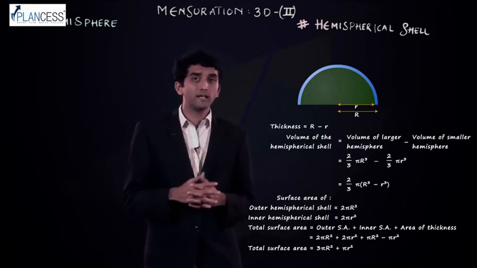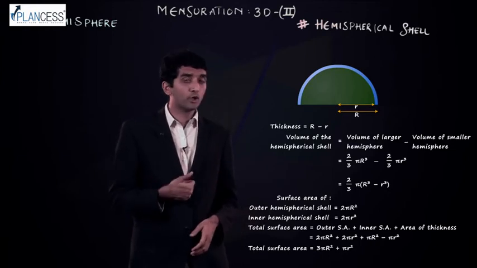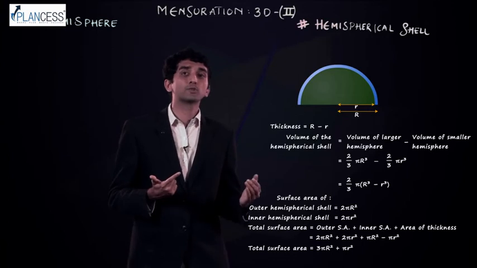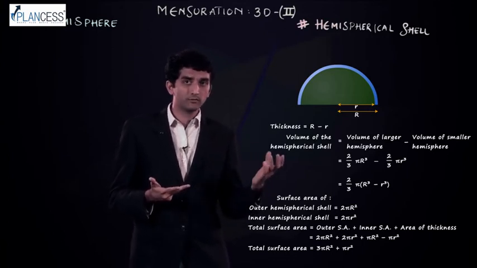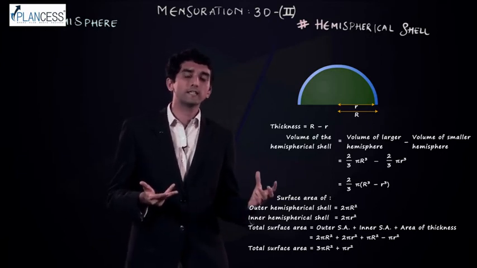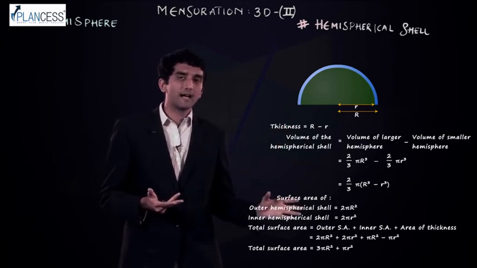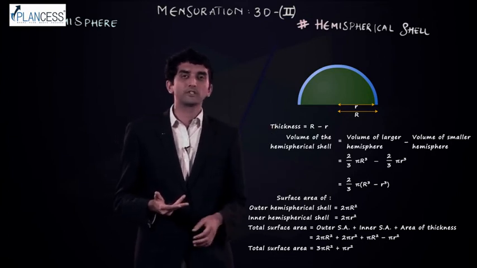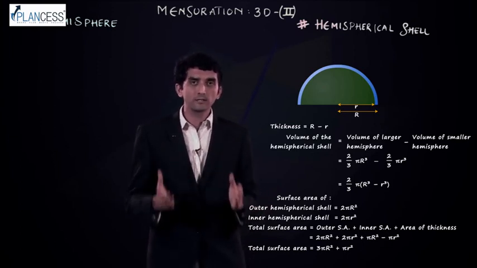And the formulae are: 1. The thickness of this shell is capital R minus small r. 2. The volume of the hemispherical shell is 2 by 3 pi capital R cube minus 2 by 3 pi small r cube. 3. The outer surface area of this shell is 2 pi capital R square. 4. The inner surface area of this hemispherical shell is 2 pi small r square. And lastly, after calculating, the total surface area of this hemispherical shell is 3 pi capital R square plus pi small r square.